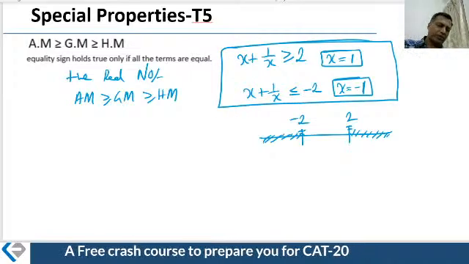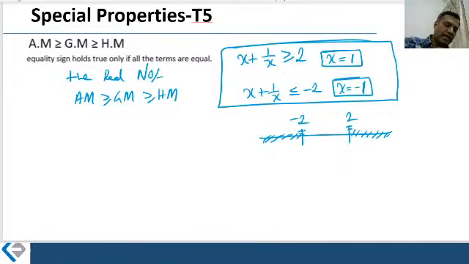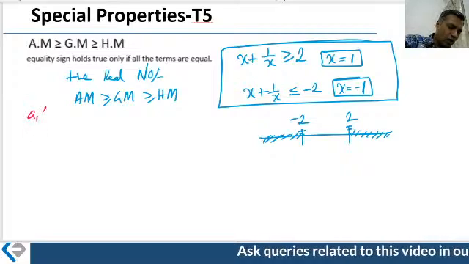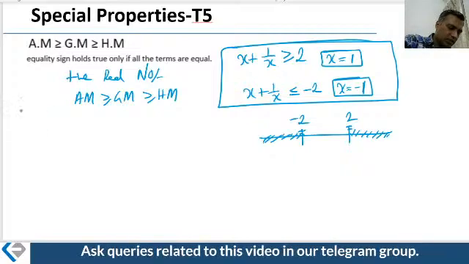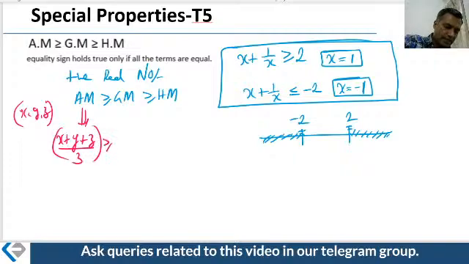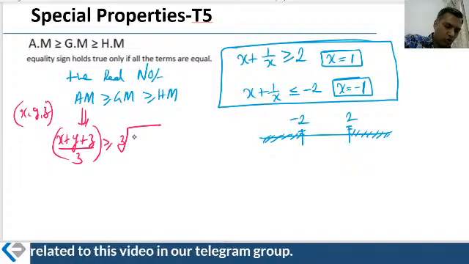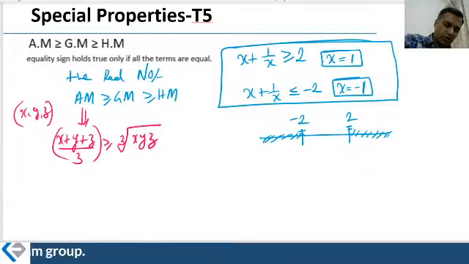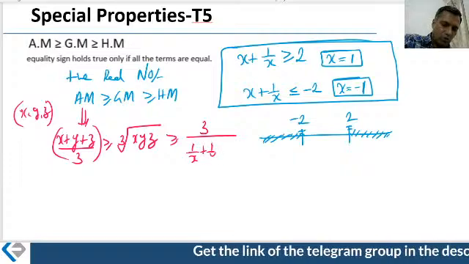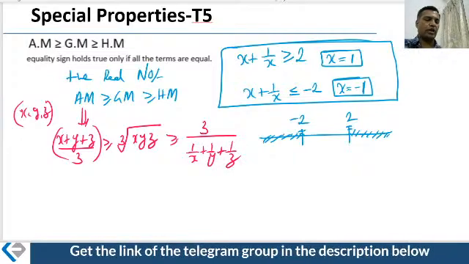So what do you mean by AM GM? If I take 3 terms, xyz as an example, positive and real, the AM of 3 terms is (x plus y plus z) divided by 3, which is always greater than or equal to the GM, which is the cube root of xyz, because 3 terms are there. That is always greater than or equal to 3 divided by (1 by x plus 1 by y plus 1 by z). Simply, 3 terms is an example.